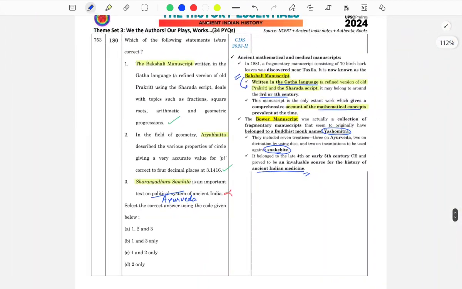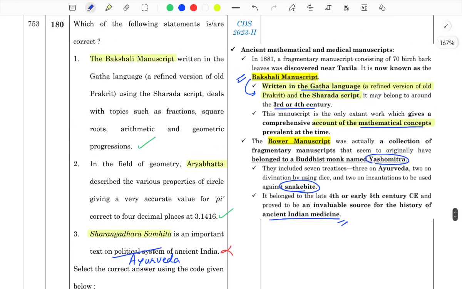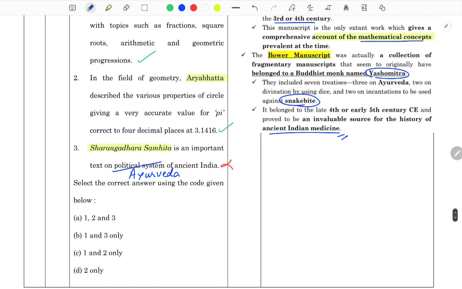Okay, a very lengthy question. 3 statements. First is the Bakshali manuscript written in the Gatha language, a refined version of Old Prakrit using the Sharda script, deals with the topics such as fractions, squares, roots, arithmetic and geometric progressions. Word by word taken from Upinder Singh. And these 2, I guess they are from Irfan Habib.